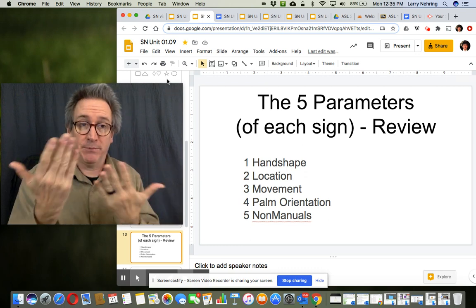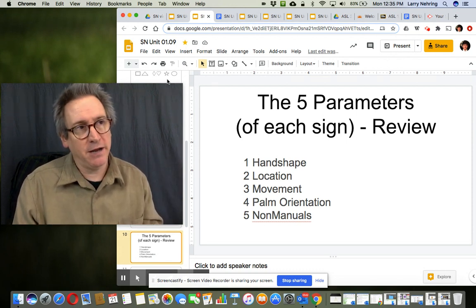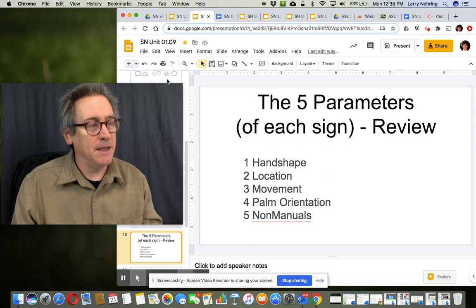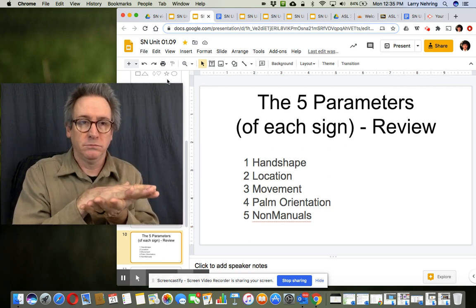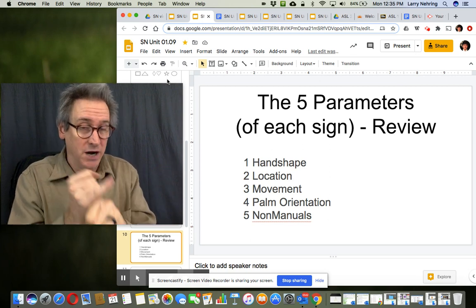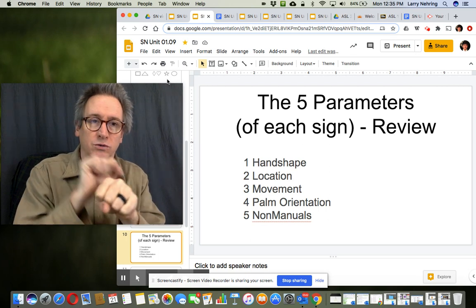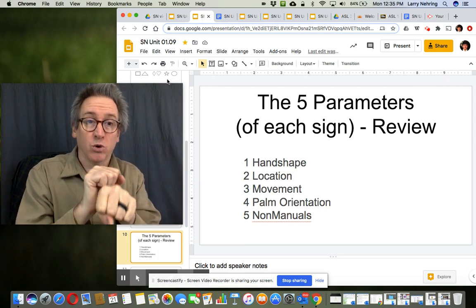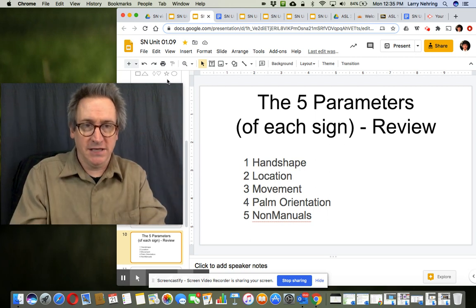So we get the hand shape. If you change the hand shape, it can change the meaning. So, for example, I showed you school. If you change it to institute, it's a new sign with an I. If you do it with fists, it now means work. So changing the hand shape changes the sign.